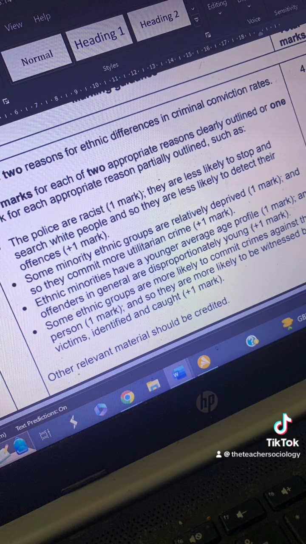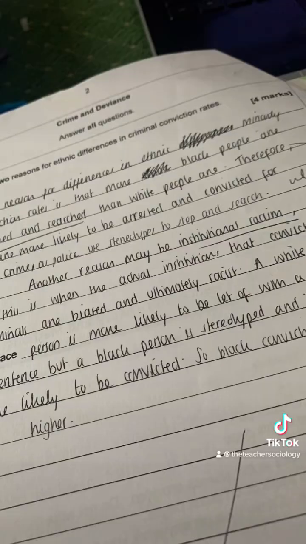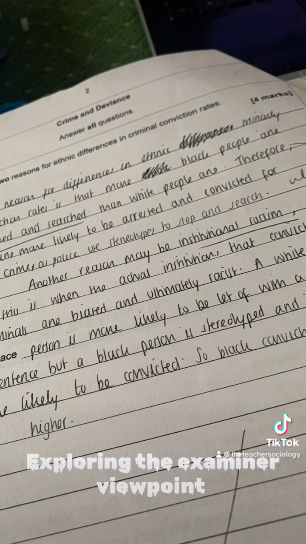So looking at the mark scheme, this student got 2 marks in total. Both of their explanation points is bullet point number 1, both talking about the police being racist and stopping and searching and detecting certain groups, ethnic minority groups, are more likely to be detected than the white counterparts. Now, a point to notice is that the way this student gets the 2 marks is actually from the 2 different points that they make.